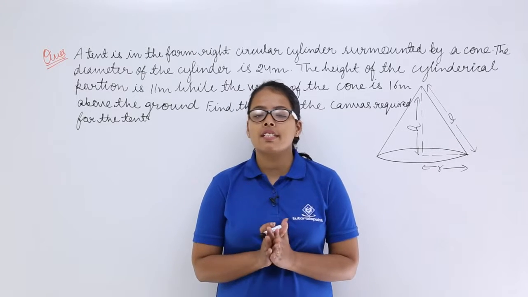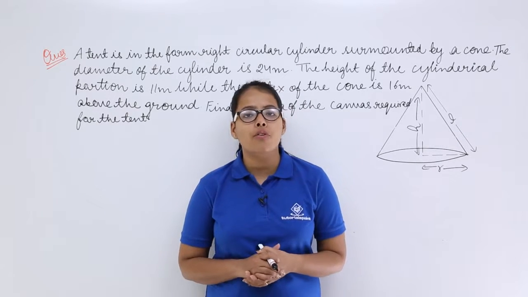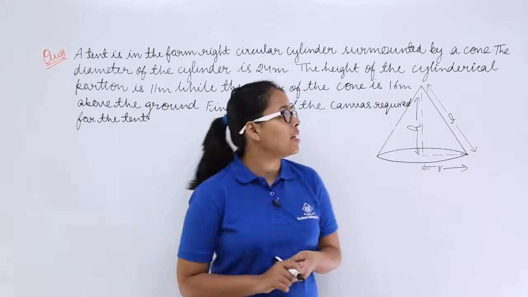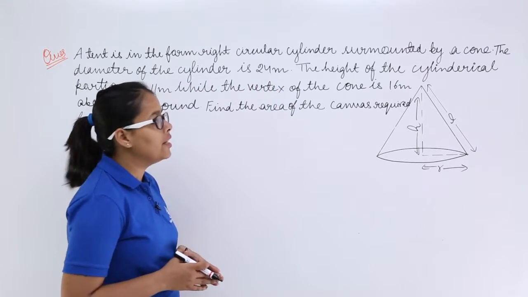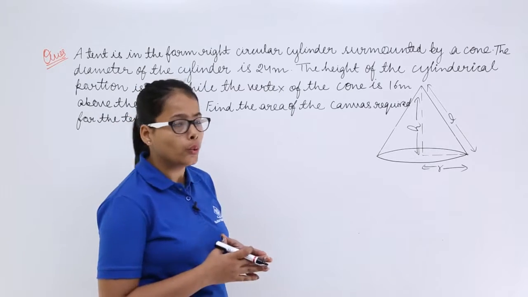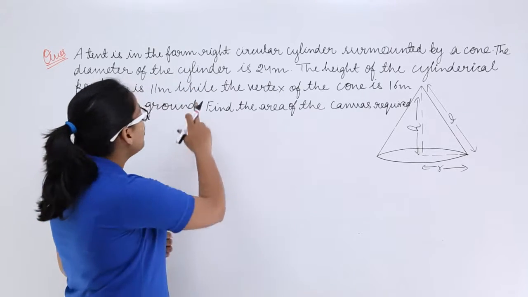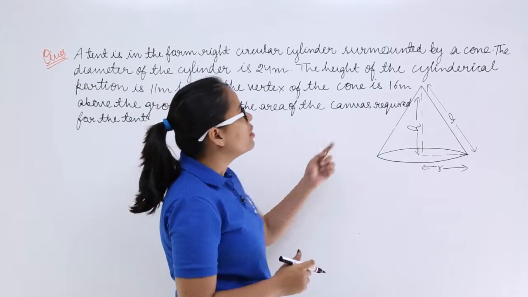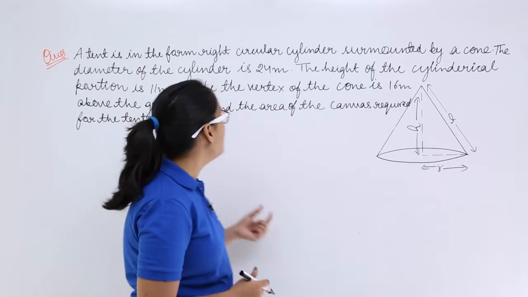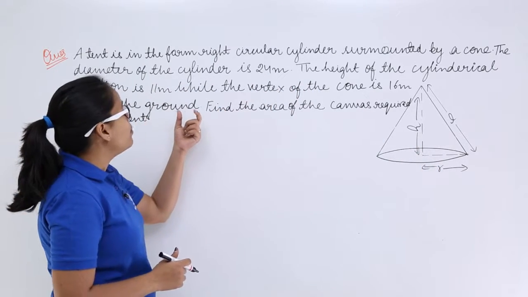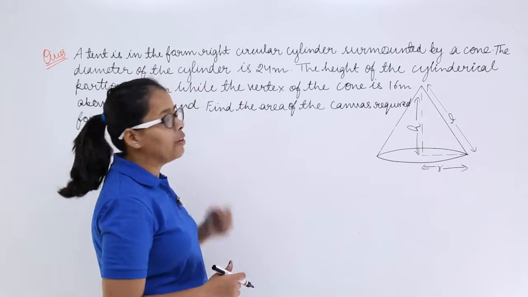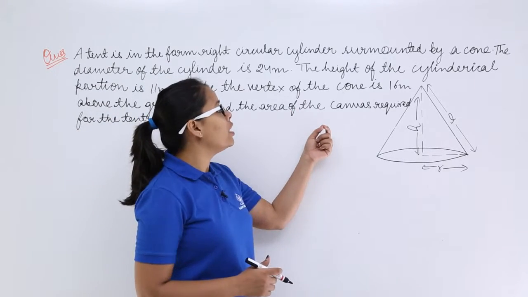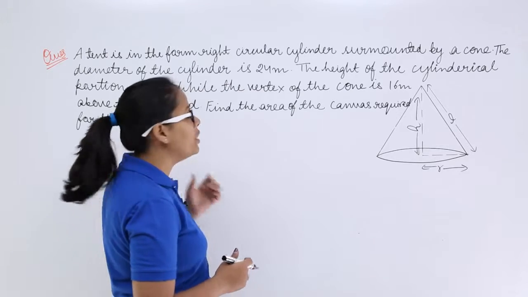Hello guys, let's discuss this problem on surface area of a cone. This problem says a tent is in the form of a right circular cylinder surmounted by a cone. The diameter of the cylinder is 24 meter. The height of this cylindrical portion is 11 meter while the vertex of the cone is 16 meter above the ground. You need to find out the area of the canvas required for the tent.